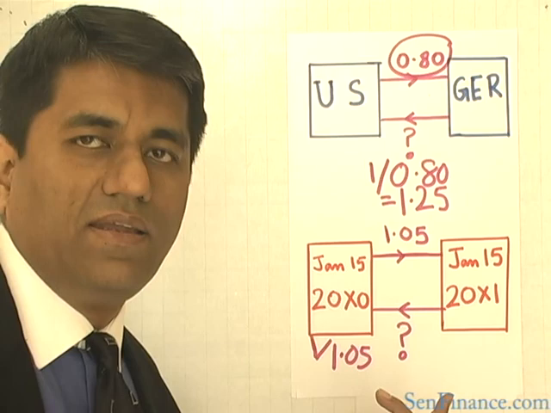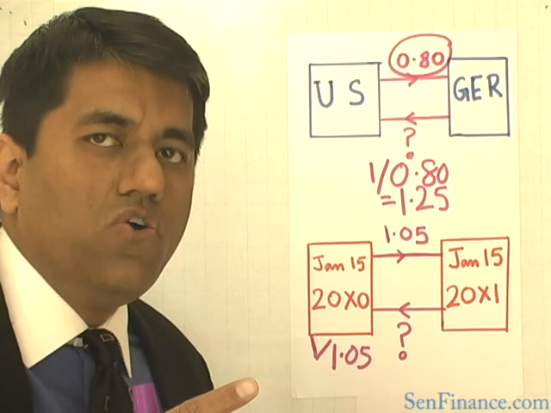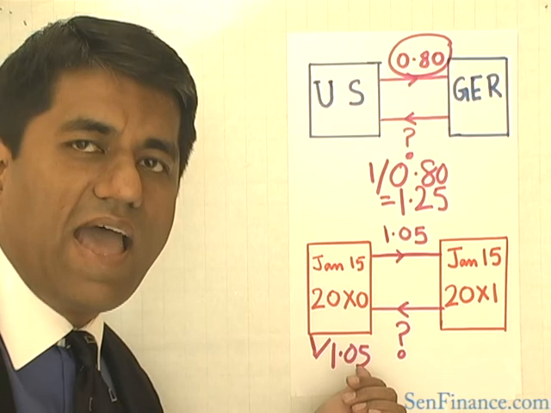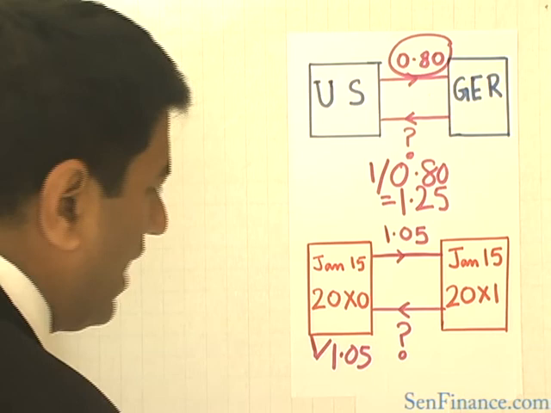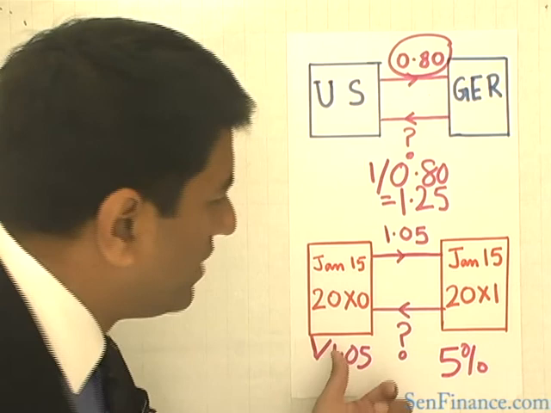Right? When you bring money from the future to today, you divide by 1 plus the discount. So here, what you have is that the discount factor is 1.05. Therefore, the rate of discount must also be 5%. So the rate of interest and the rate of discount must be the same.